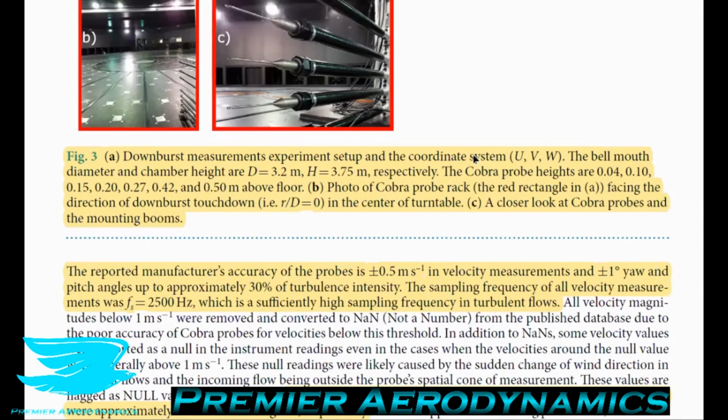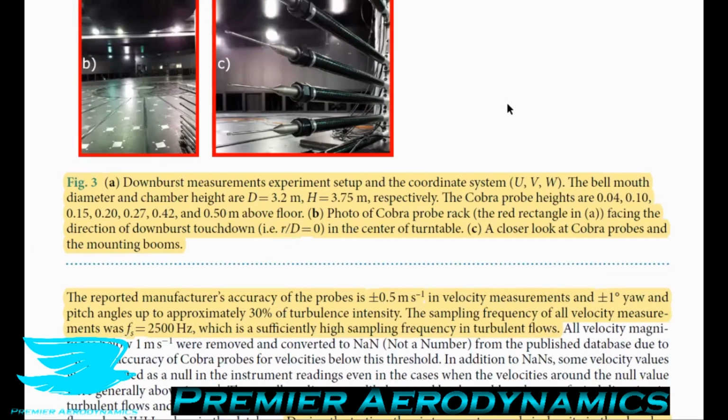Now, let's go back to the Cobra probes. The reported accuracy from the manufacturers of these probes is plus or minus 0.5 meters per second in the velocity measurements, with a plus or minus 1 degree yaw and pitch angles, up to 30% turbulence intensity. So that's very good. The sampling frequency of all velocity measurements was 2,500 hertz, which is sufficiently high for measuring turbulent flows. If you want to look at noise, you need to go even higher, because 2,500 hertz is not very high-pitched noise. But for turbulent flows, Cobra probes are good.